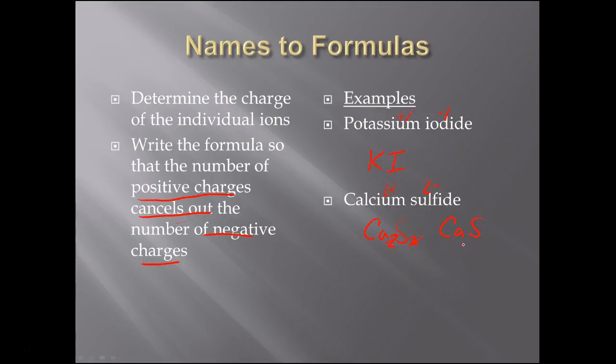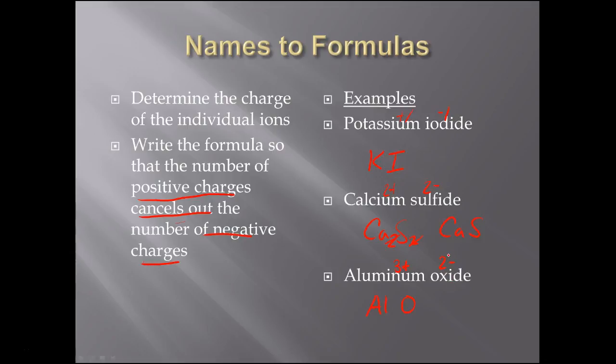You always want the most simplified version of your formula. If you're able to cancel charges out, you should always do so and have that most simplified formula. Our last example we're going to take a look at here is aluminum oxide. So we've got Al and we have O. Right? Now I know based on the periodic table that aluminum has a charge of 3 plus and oxygen has a charge of 2 minus.